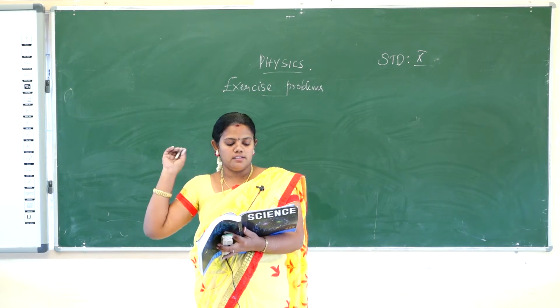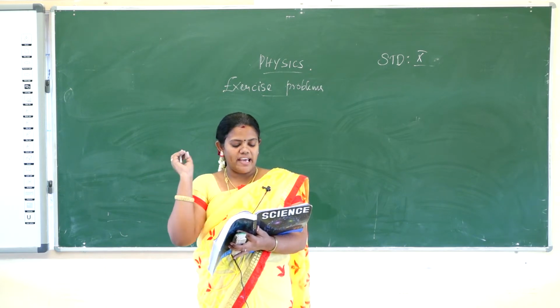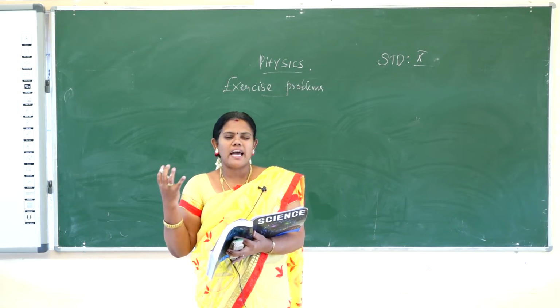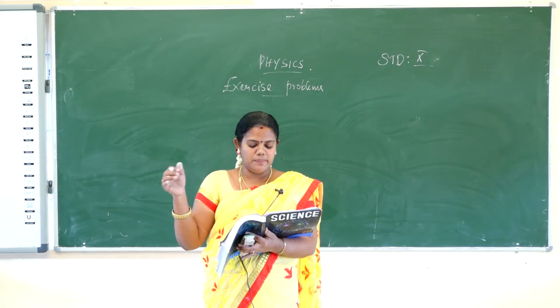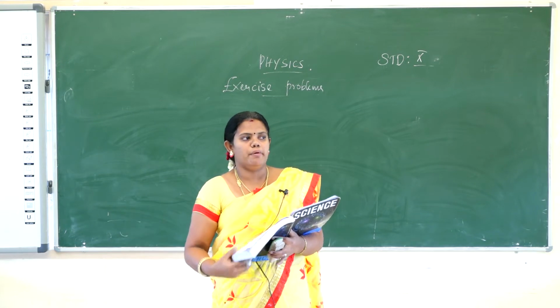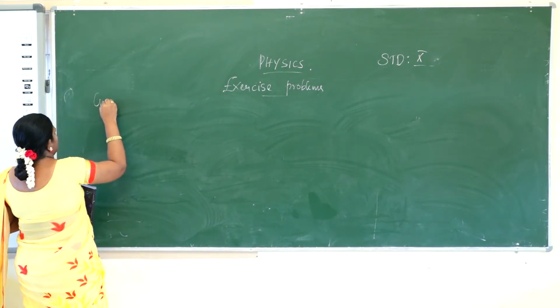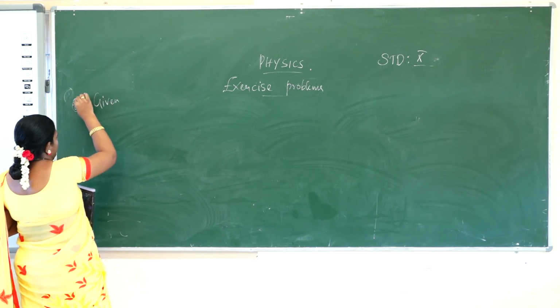One ball having mass 1 kilogram is moving with the initial speed of 10 meter per second. It will collide with the floor and be reinforced, having the final speed of 10 meter per second. So calculate the change in linear momentum of the ball. How will you calculate? First, what are the given values?